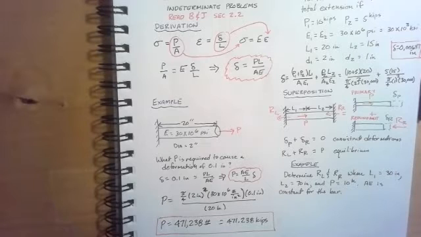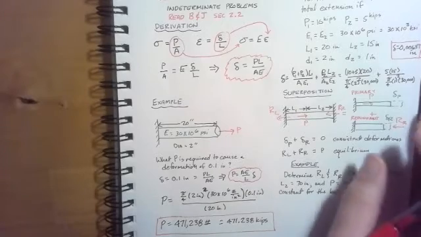later on. So when we plug in everything that we know, we would say that P is equal to pi over 4 times the diameter of 2 inches squared times Young's modulus of 30 times 10 to the 6th pounds per square inch times the required 0.1 inch deformation divided by the length of the rod, which is 20 inches. When we punch through the numbers, we would find that P is equal to 471,238 pounds, or 471.238 kips.